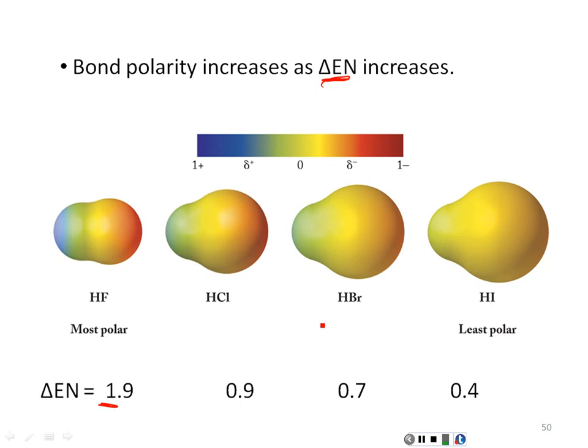As we go down the halogen group in the periodic table, next we go to chlorine, and the delta En is 0.9. Now you see, again, the electrons aren't shared evenly, but there's less of a discrepancy compared with HF. HBr is a 0.7 difference between the two electronegativities. And finally, HI is 0.4. Again, this is the least polar bond. The electrons are being shared the most in the HI bond compared with the others.